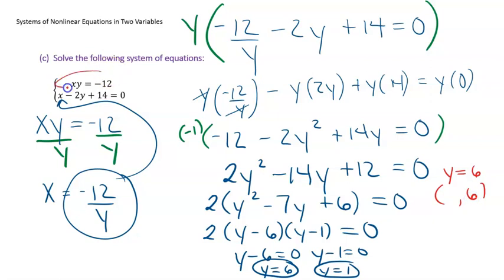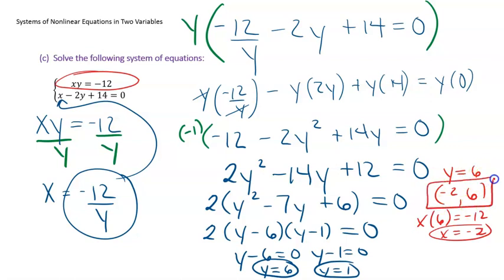How about we plug it in the first equation over here? xy equals -12. What do I multiply by 6 to get -12? -2, right? Or plug it in. Just trust me. So x times 6 is equal to -12. I divide both sides by 6, and I get x is equal to -2. That's where that came from. Okay? All right, now what about the other one? So this is one of our answers. Now the other answer is when y is equal to 1.